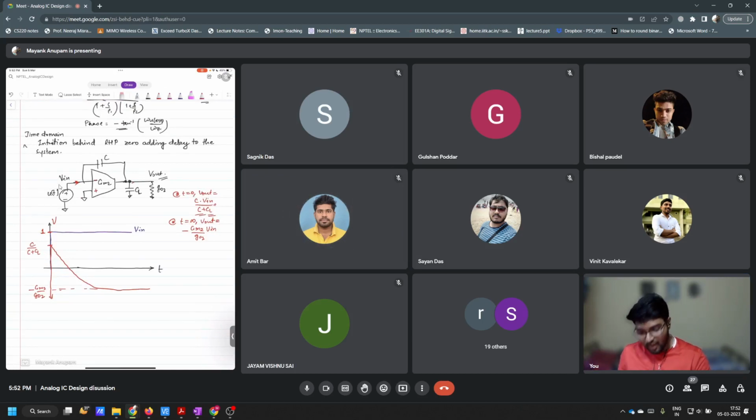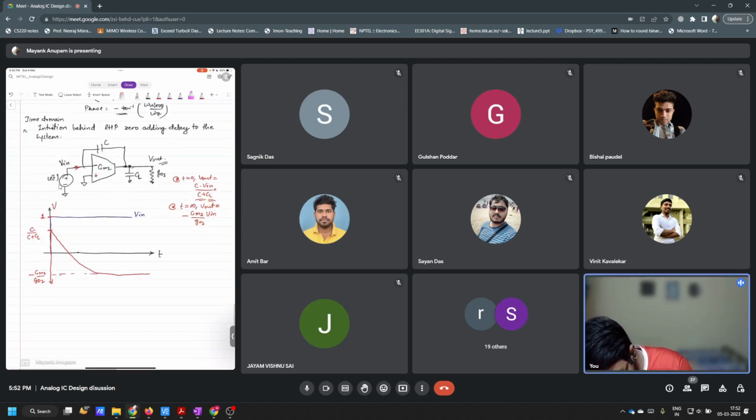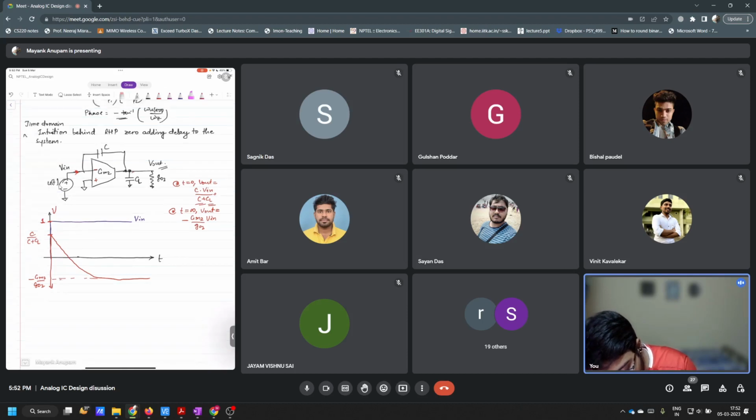Correct. And what is it lacking? Because ideally, what did you want? Because of this unit step V in, you ideally wanted your system's response to be equal to minus GM2 by GO2 instantaneously. If the system would have jumped instantaneously to this value like this, then this would have been an ideal response without any delay.